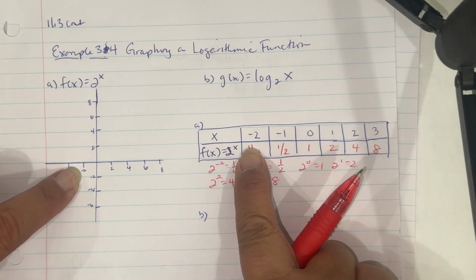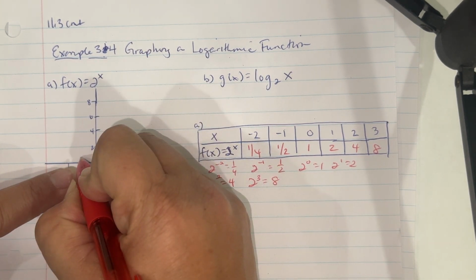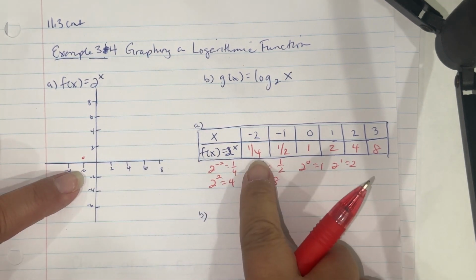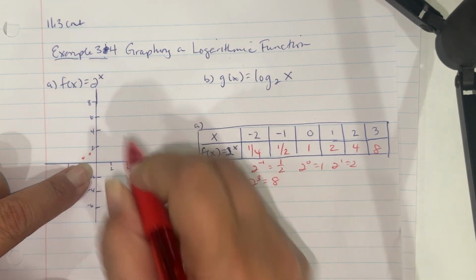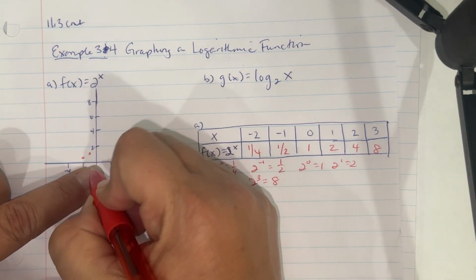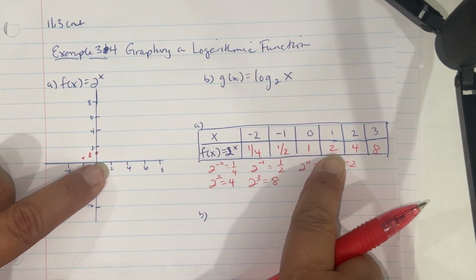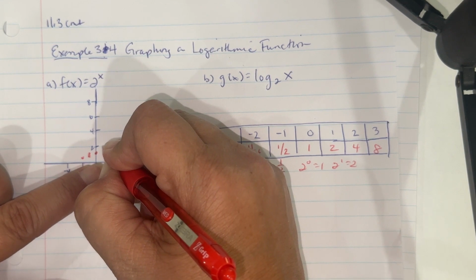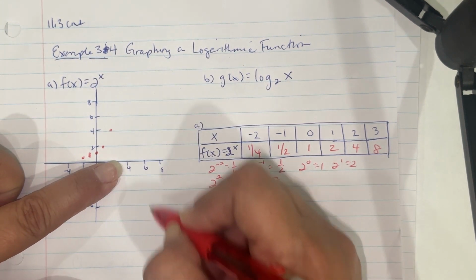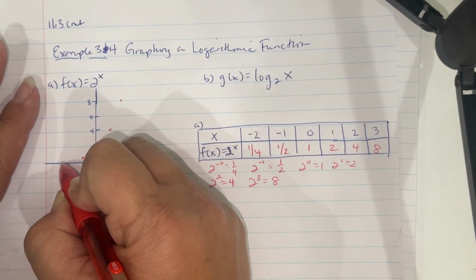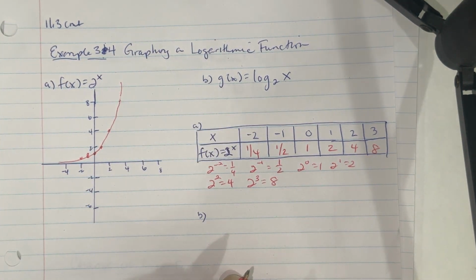So when x is negative 2, the y component is 1/4, about a quarter of the way up. When x is negative 1, I'm at a half, I'm halfway up. When x is 0, I'm at the 1 line. When x is 1, I'm at 2. When x is 2, we are at 4. When x is 3, we are at 8. And then we sketch our line in, and it's going to keep going up exponentially.